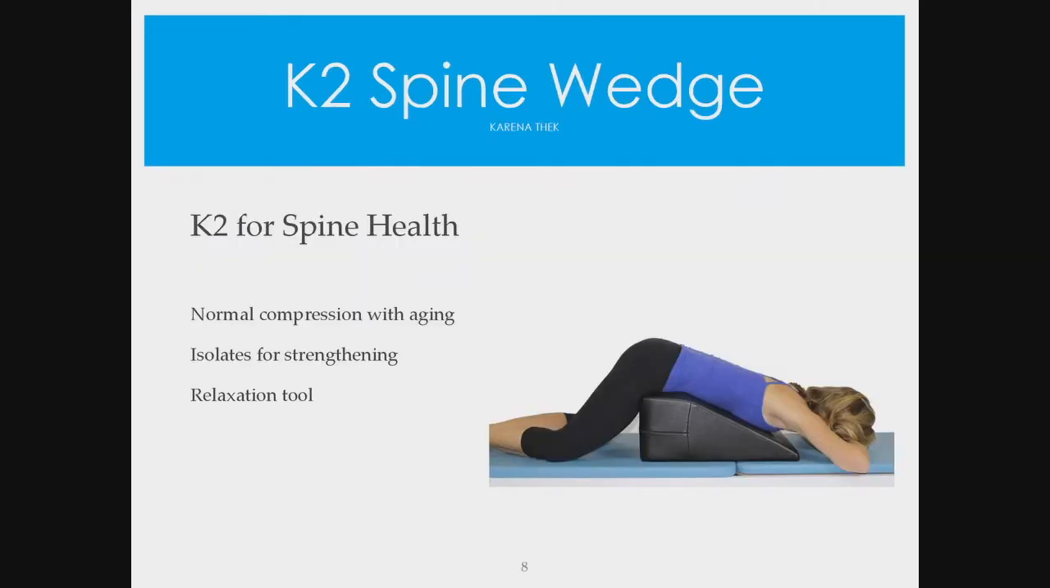We're talking about the K2 for spine hump. We're talking about normal compression that happens with aging, just the downward motion where the discs are getting compressed. Isolating for strength and a relaxation tool. This is all part of what we're doing with the K2.